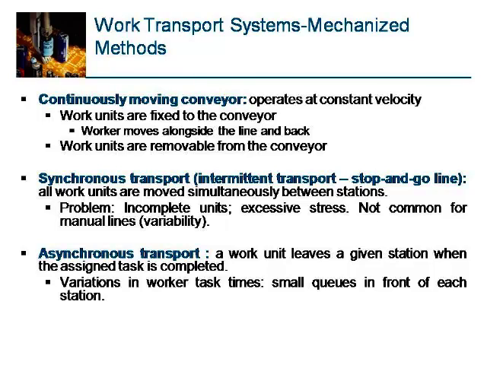Problems are incomplete works and excessive stresses, which are not common for manual, because if any worker is not able to complete a given task in the given time, the work will be transported to the next station without completion of the assembly. There it leads to incomplete assembly. Asynchronous transport: a work unit leaves a given station when the assigned task is completed. Variation in work task times means small queues in front of each workstation, you can find it out.